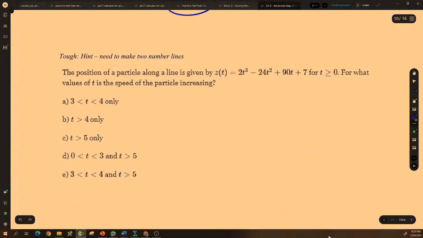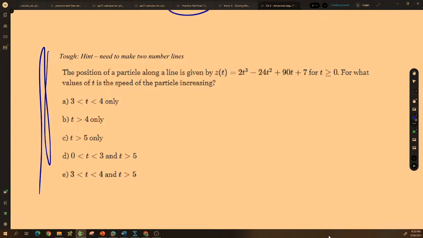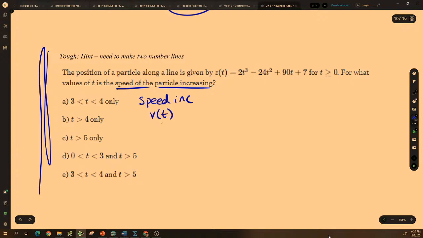And then this one is extremely tricky. This is a very, very tough question where we have the position of a particle is given by this formula. And for what value is the speed of the particle increasing? Well, we need to remember that speed increasing occurs when the velocity and the acceleration share the same sign.